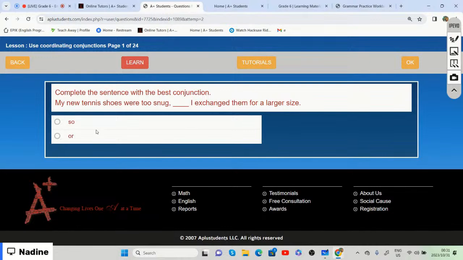My tennis shoes were too snug. Do we say "so I exchanged them for a larger size" or "or I exchanged them for a larger size"? What is the correct word to complete the sentence with the base conjunction? So, "or."